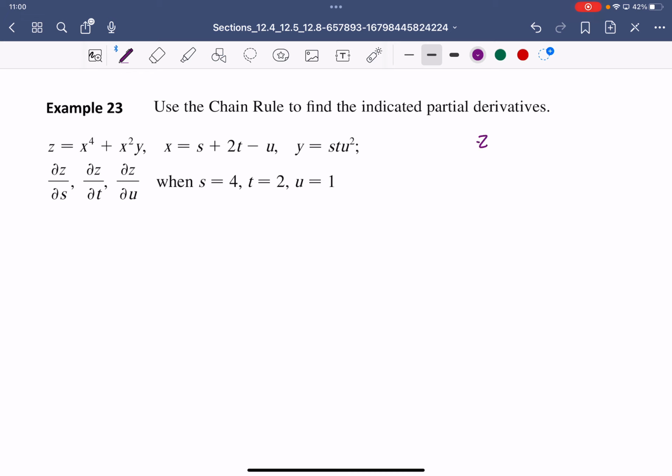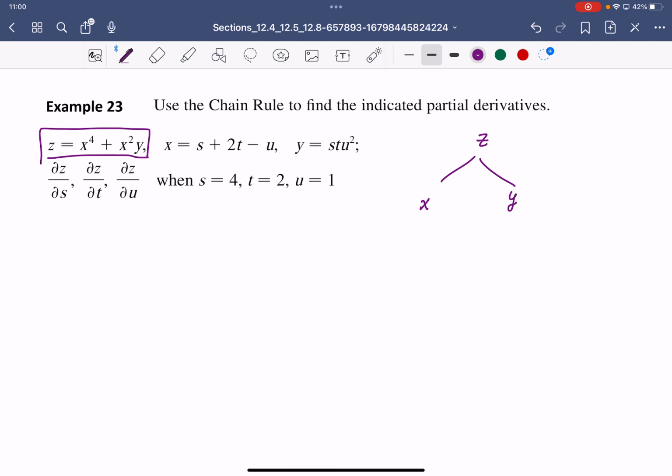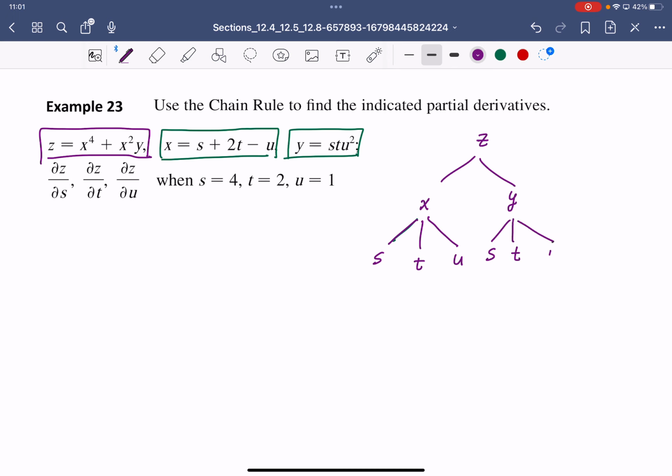Start from C is equal to a function of x and y, because you can see here it is a function of two variables. C depends on x and y. Now x and y are each a function of s, t, and u. So this is the first check: once you get the diagram, you get the first part done. The second part is to set up the formula.